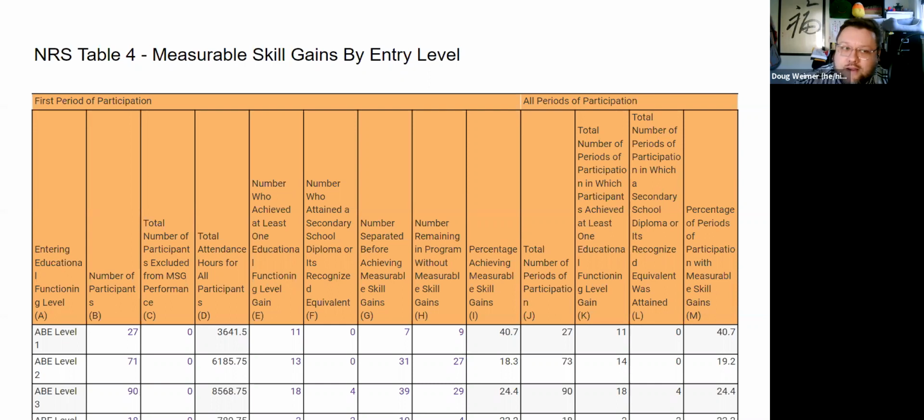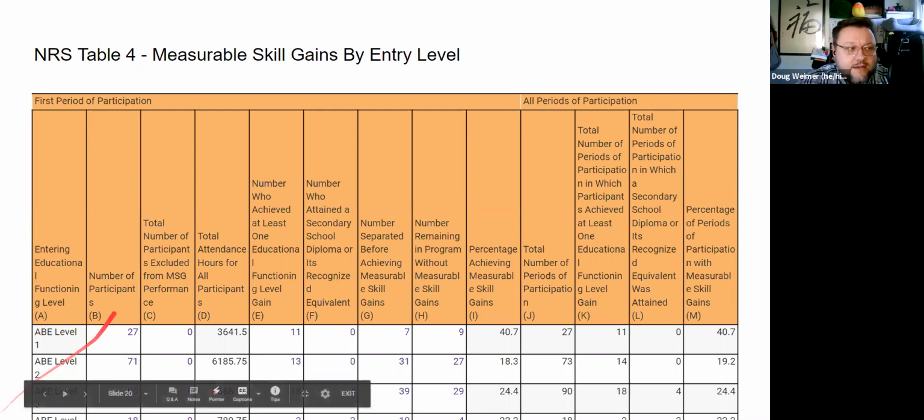It's also the one with the most writing on it. So don't get too scared. But table 4 shows us the measurable skill gain by entry level. So we're going to take a moment to go over each one of these columns.